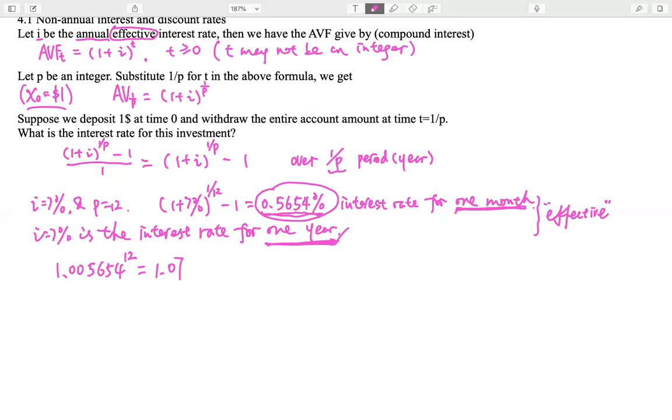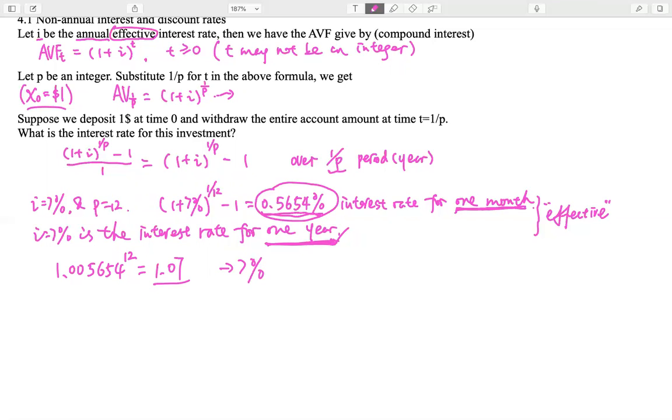So I apply the same thing down here. So of course, I'm supposed to go back to the original annual effective interest rate 7%, right? So this gives me 7% for 1 year.